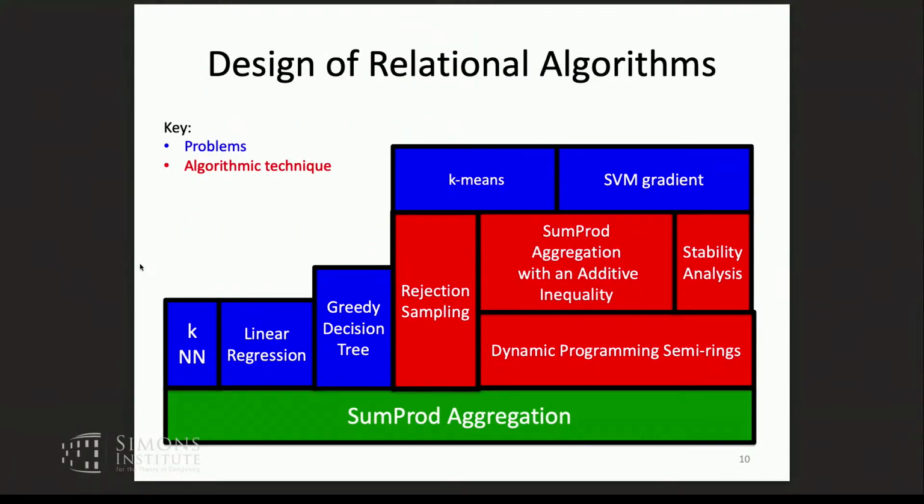Here's a table of some of the research in this area. Sitting on top are some problems which relational algorithms have been developed for. In the red, you find some algorithmic techniques. But the key point to take away here is that everything rests on these sum-product queries. Every algorithm we know at the base is somehow using sum-product queries.